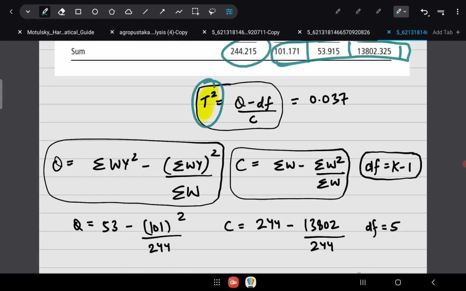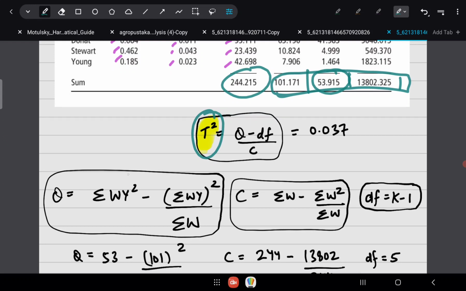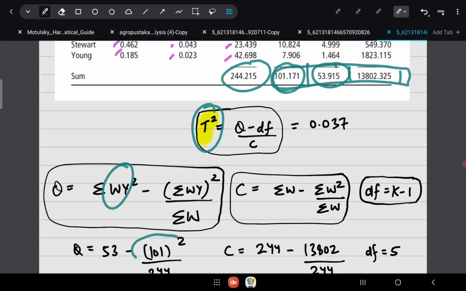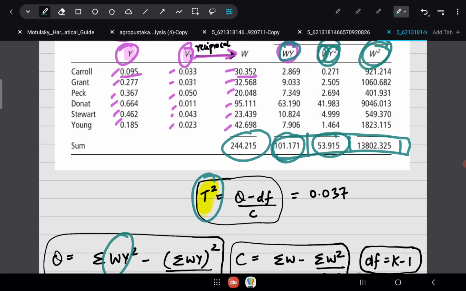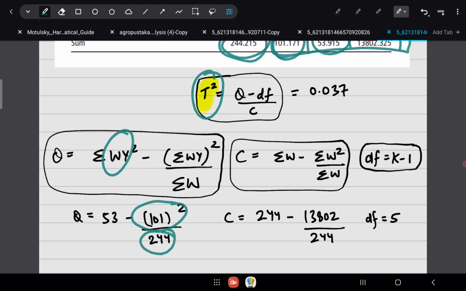So see, this is Q. Q is the summation of WY square. Can you see what the summation of WY square is? It is 53. So here we will put 53 minus the summation of WY, whole square. What is the summation of WY? The summation of WY is 101. So 101 square divided by the summation of weights. You know what the summation of weights is? It is 244. So here we will put 244. So this is how you will calculate Q.